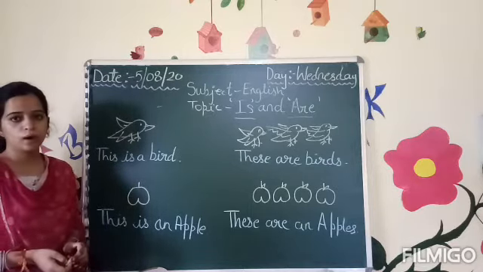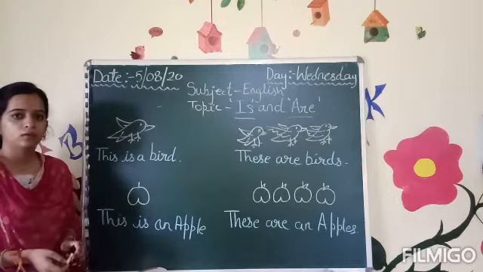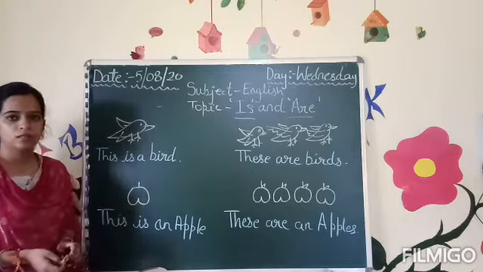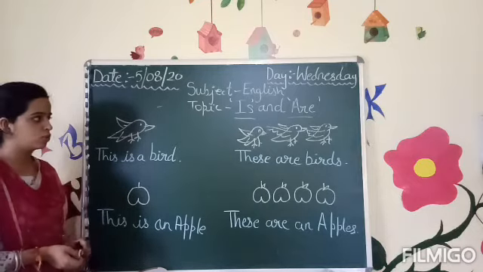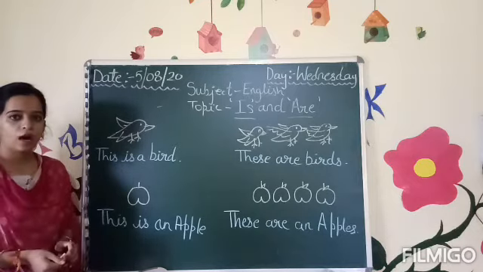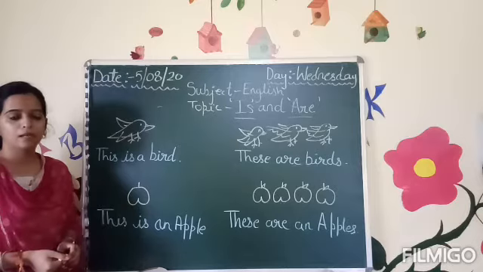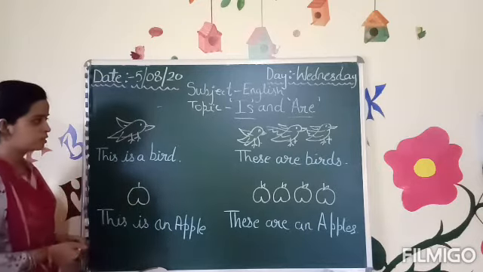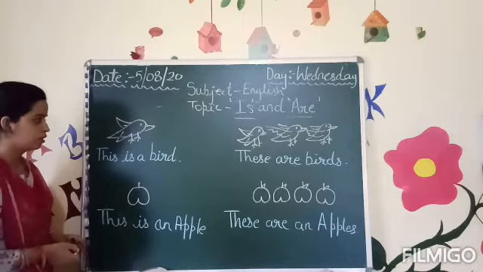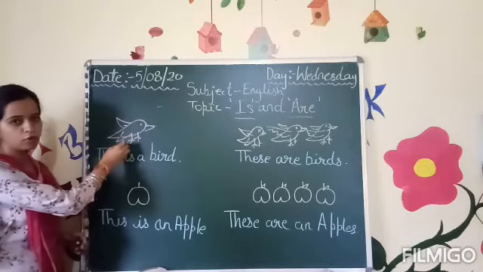When we are talking about one place name, one animal's name, one thing name or person name, then we will use the word is. And the word are is used when we are talking about many place names, many thing names, many animals' names. So as you can see these pictures, I have written the first picture is of a bird.